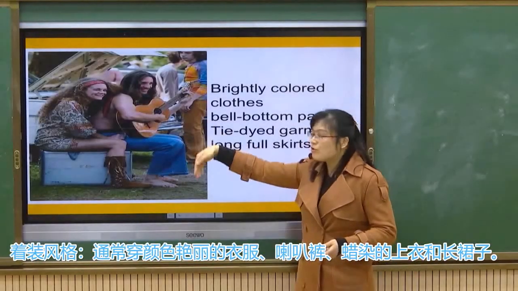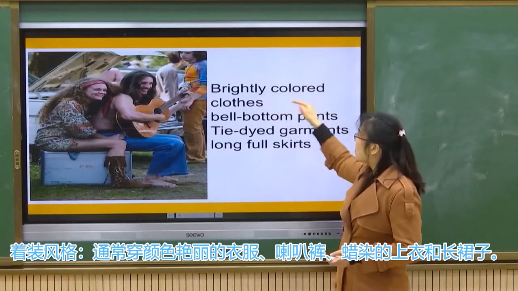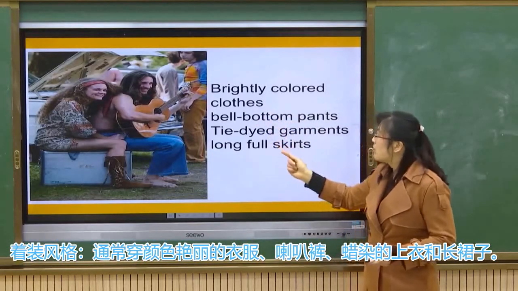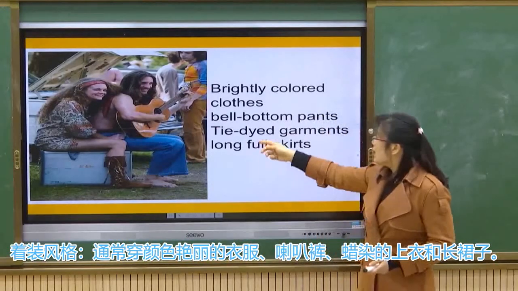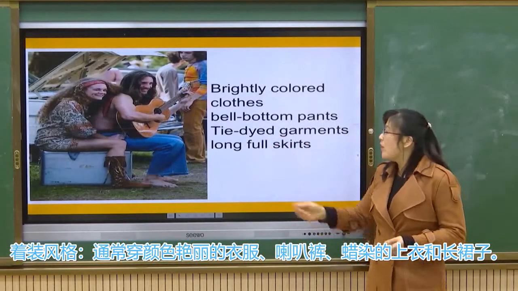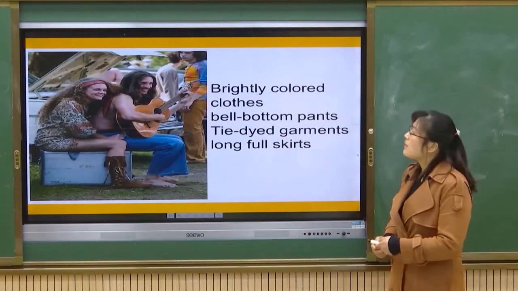And the clothing style was that they usually wore brightly colored clothes and bell-bottom pants, tie-dyed garments, and long full skirts.